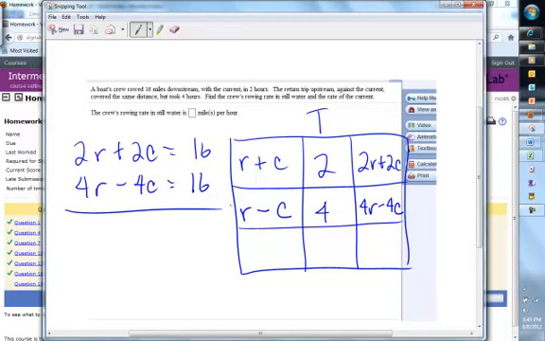So we enter those two on our calculator. Mode 5, 1. We get 2 equals 2 equals 16. 4 equals negative 4 equals 16. And our r is 6, and our current is 2.